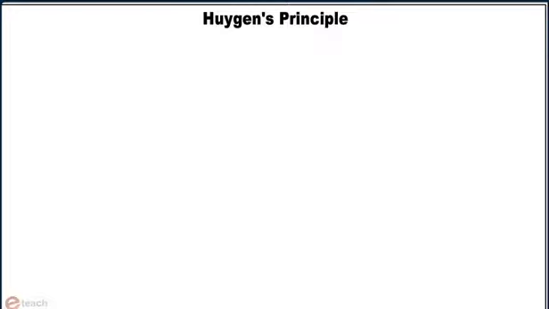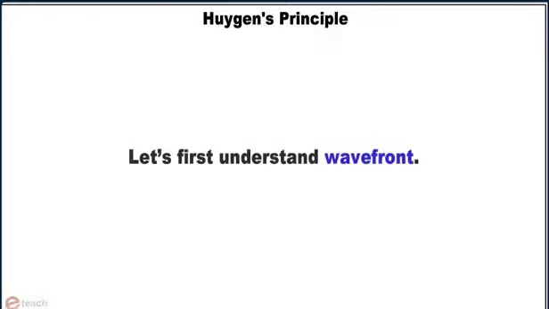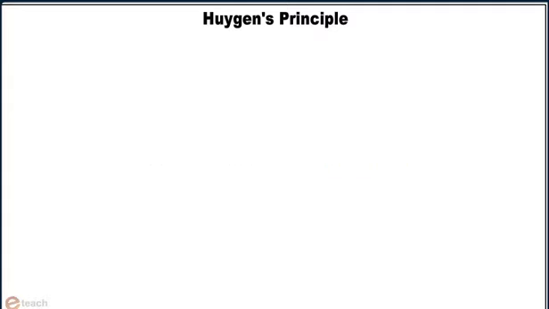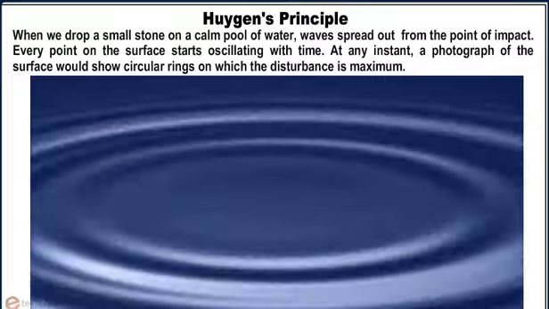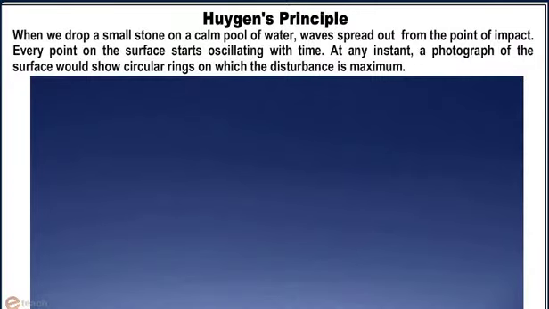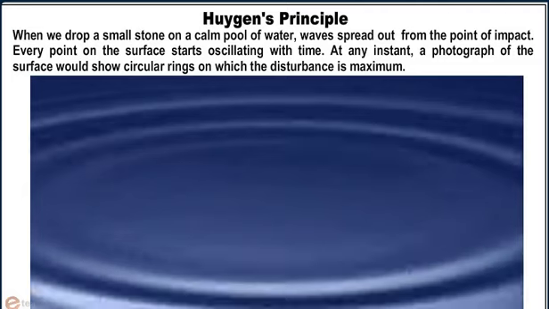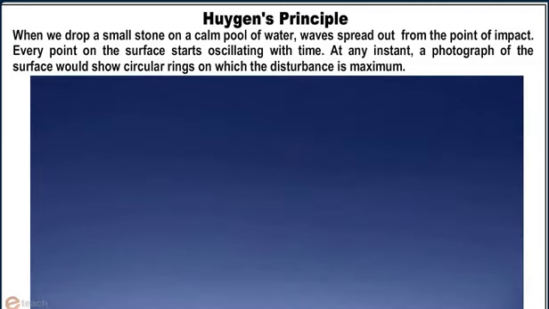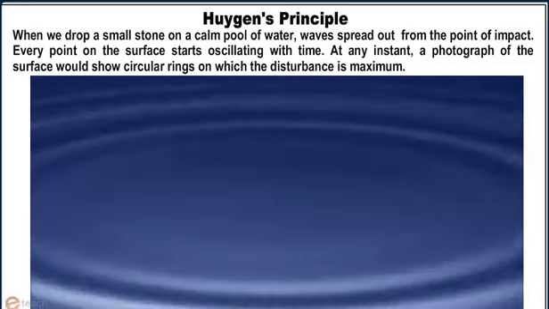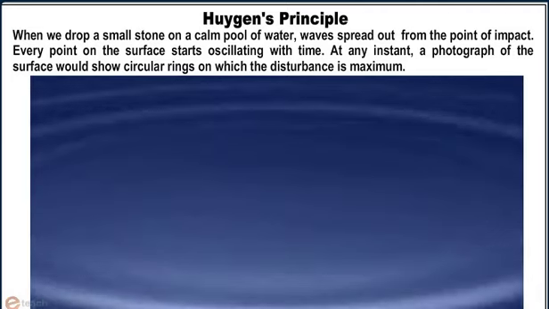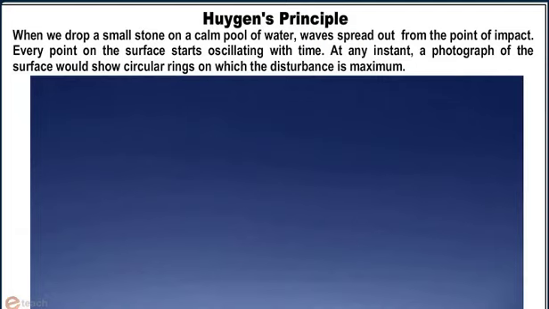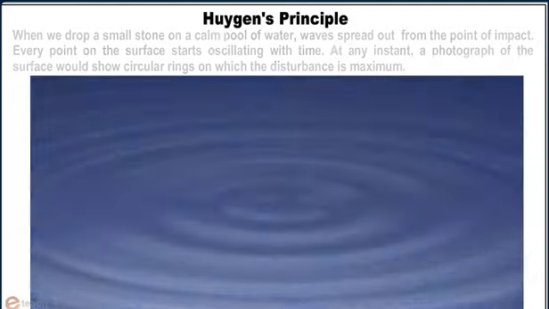Let us study Huygens' principle. Let us first understand what a wavefront is. When we drop a small stone on a calm pool of water, waves spread out from the point of impact. Every point on the surface starts oscillating with time. At any instant, a photograph of the surface would show circular rings on which the disturbance is maximum.